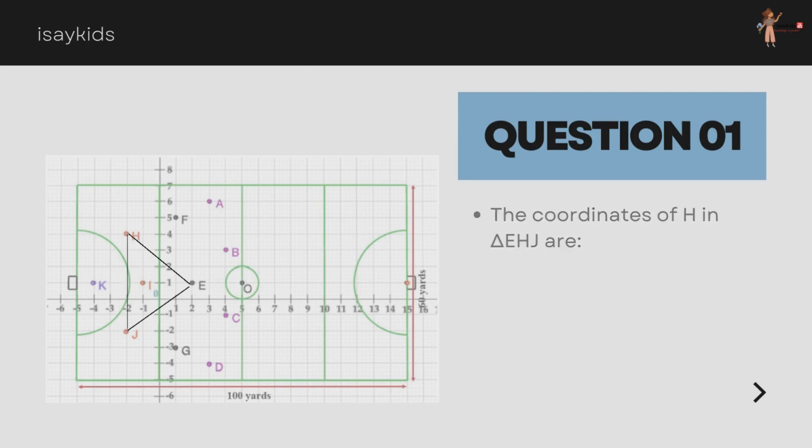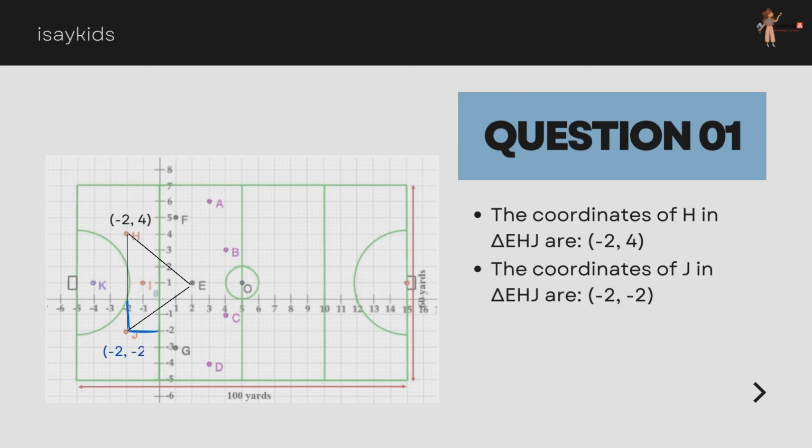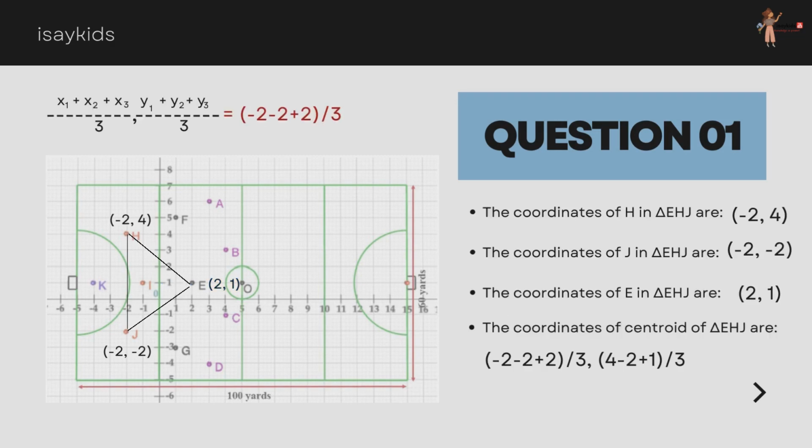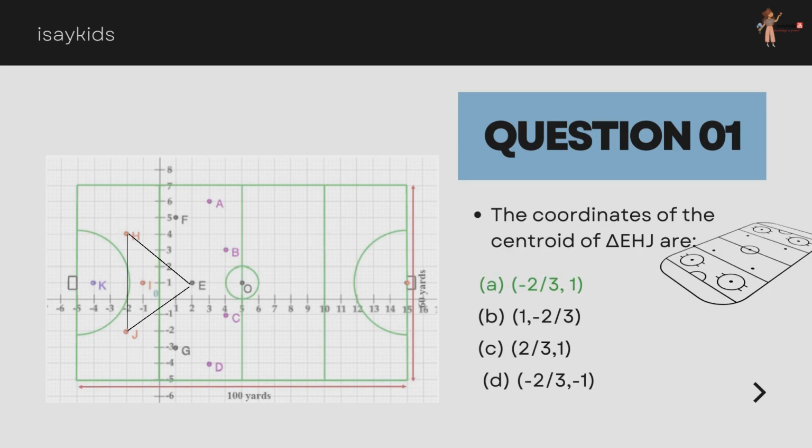In triangle EHJ, H is minus 2 comma 4, J is minus 2 comma minus 2, and E is 2 comma 1, and hence the coordinates of the centroid are minus 2 minus 2 plus 2 upon 3 and 4 plus minus 2 plus 1 upon 3. That is minus 2 by 3 comma 1. That means option A is the correct option.